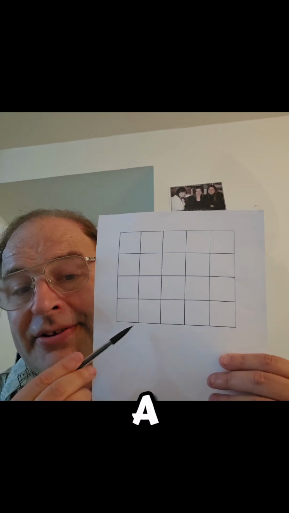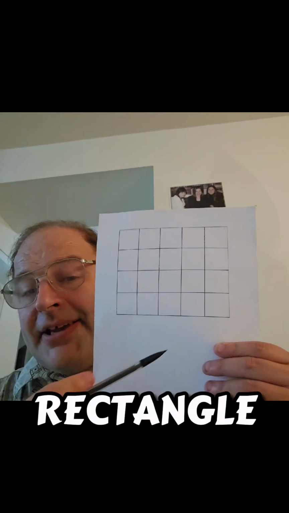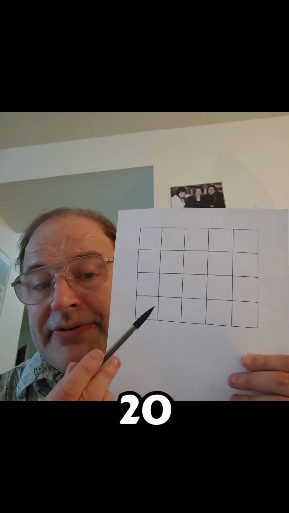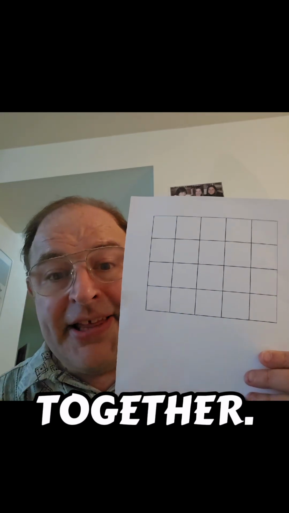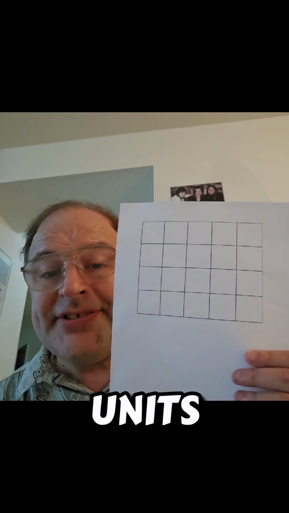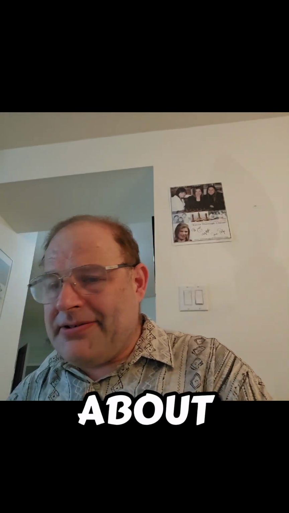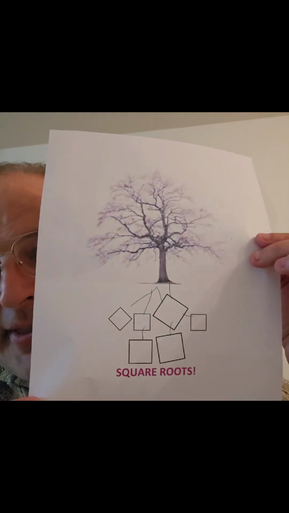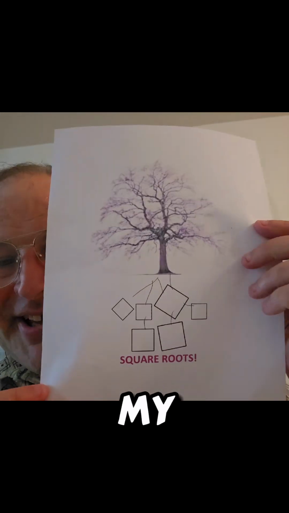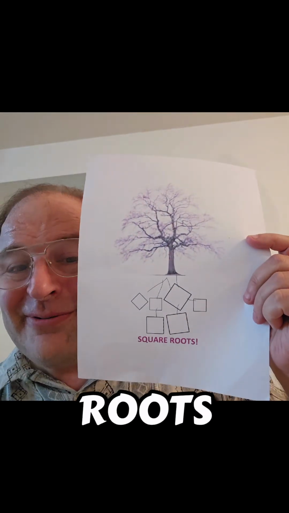If this square is a unit times a unit, the area of this big rectangle corresponds to 20 of these little squares added together. That's what we mean by 20 units squared. It means 20 of those squares put together. And something else about squares, it's a concept called square roots. Actually, that's my imagination. I don't know if these square roots really exist in real life, but it's a nice thought. That's the end of part one.